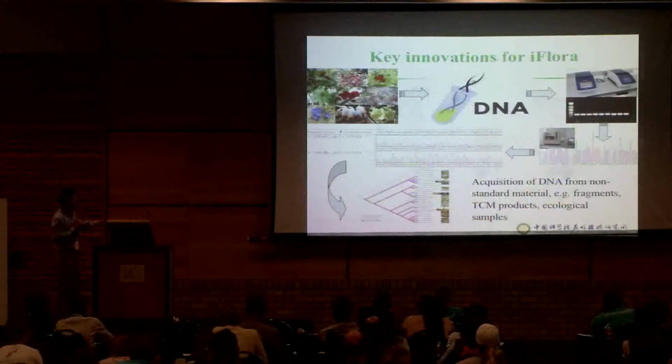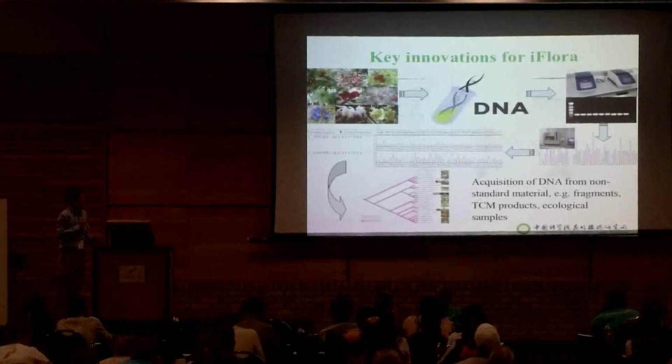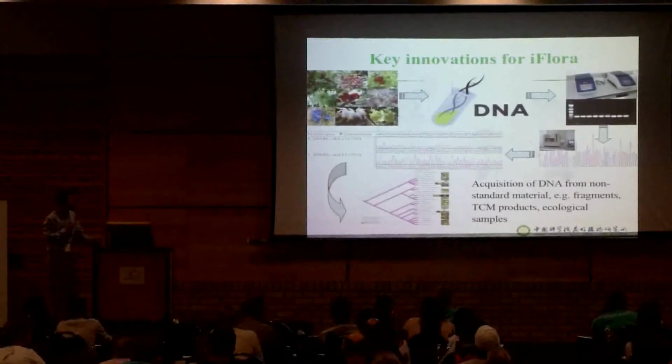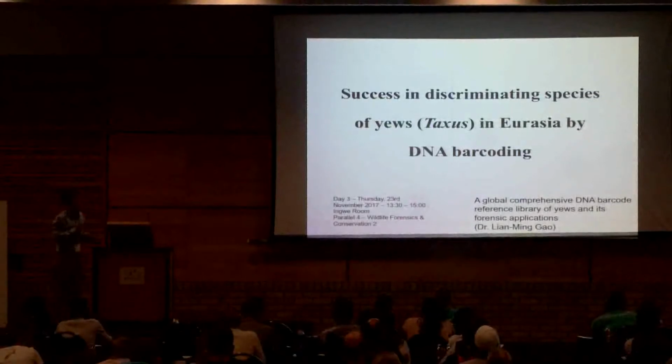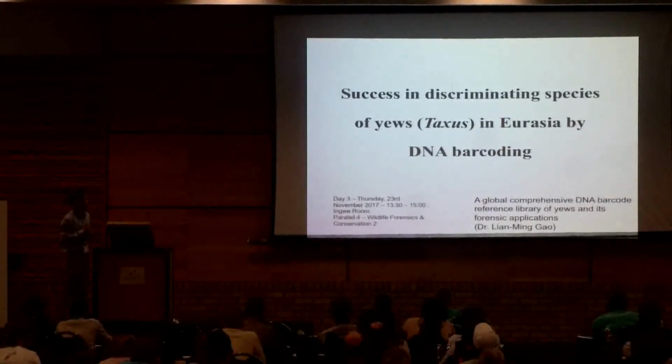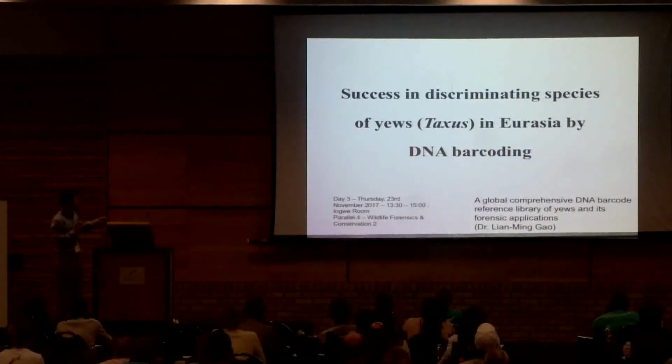And of course, using barcoding, we can identify what we call the non-standardized material, including fragmented material, traditional Chinese medicine products, and ecological samplings. I will highlight 2 cases. In this one is a study on Taxus, and there will be a talk by my colleague Lian Ming on Thursday, talking about the global DNA barcoding reference lab.